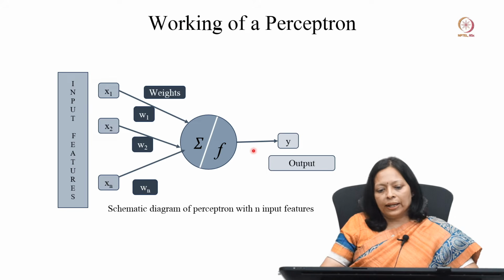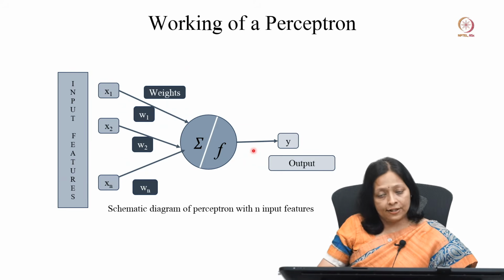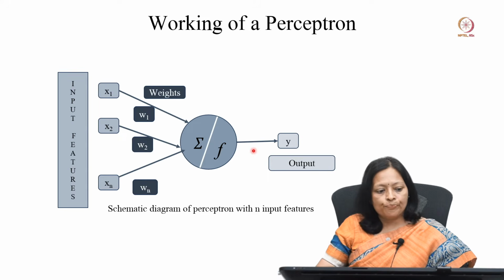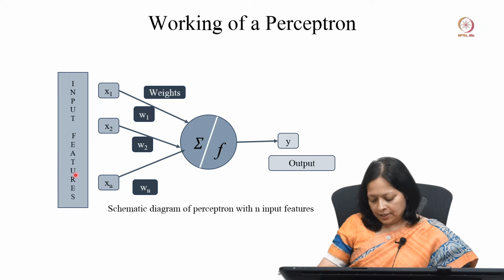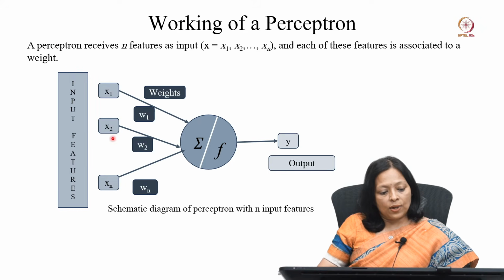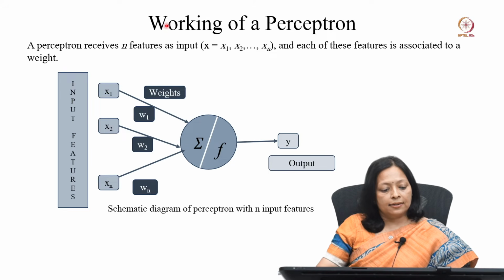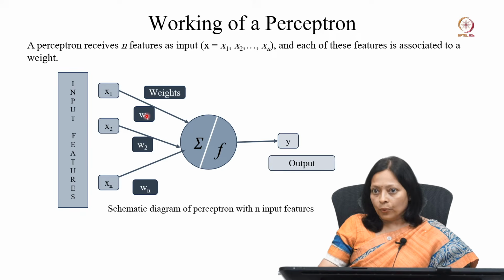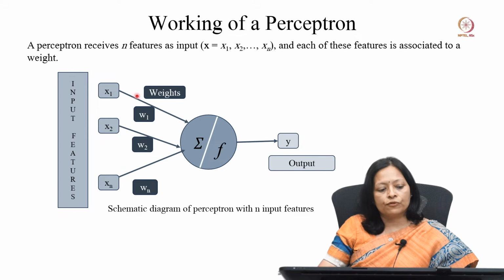Now, we will quickly have a glance at the working of a perceptron. This you have done in your previous sessions on single layer perceptrons also, but I will just glance through it once more. So we have these input features x1, x2 to xn, and the perceptron receives n features as input, and these features are connected with some weights, which, once again I repeat, decide how much importance we give to each and every input.